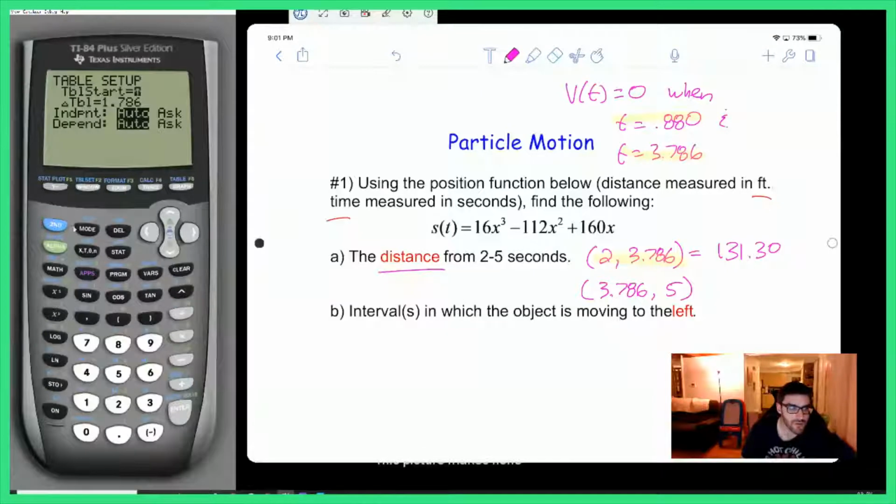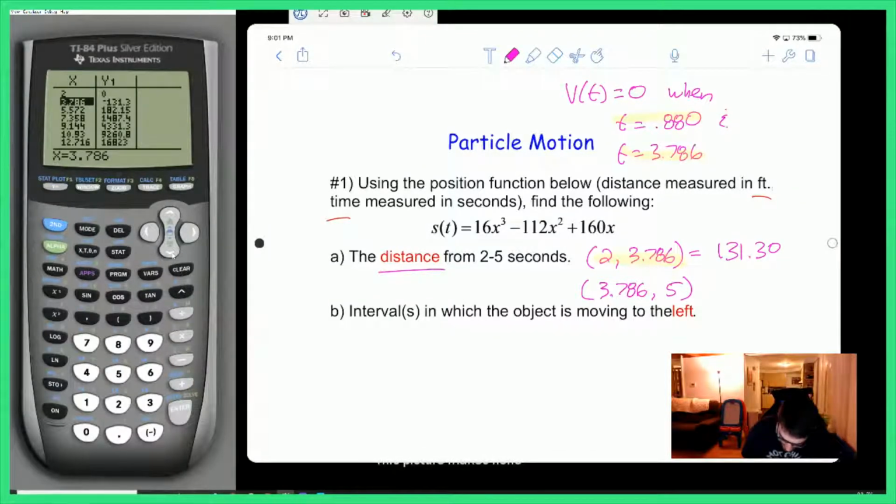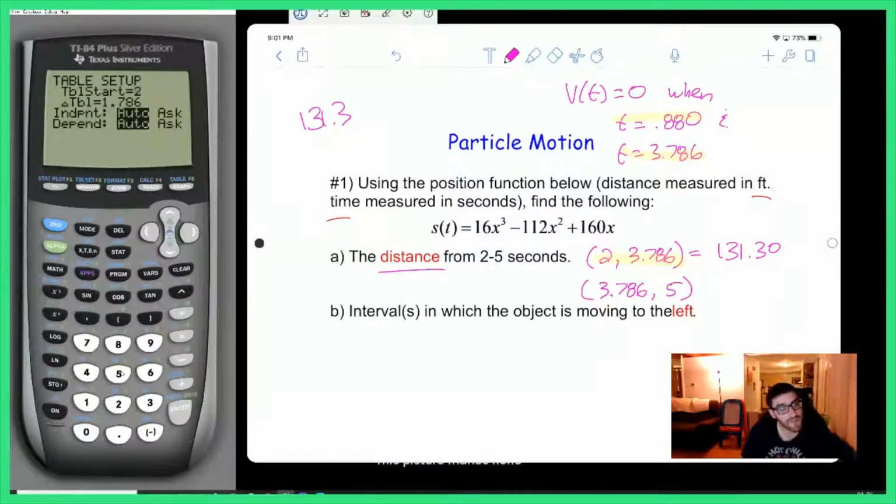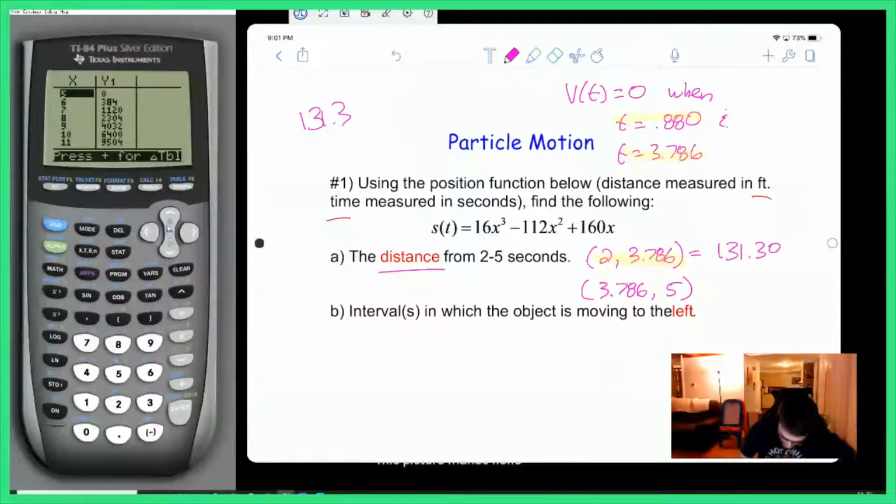Now we know real quick, I'm just going to go back to my table here. I'm going to write this down so we don't have to look again. It's 131.3 at 3.786. So now I'm going to my table, and I'm going to start this at 5 this time. I can just go up by ones, it doesn't really matter. At 5, it goes back to 0. Oh, that's easy enough. So I know that it went from negative 131.3 back to 0.